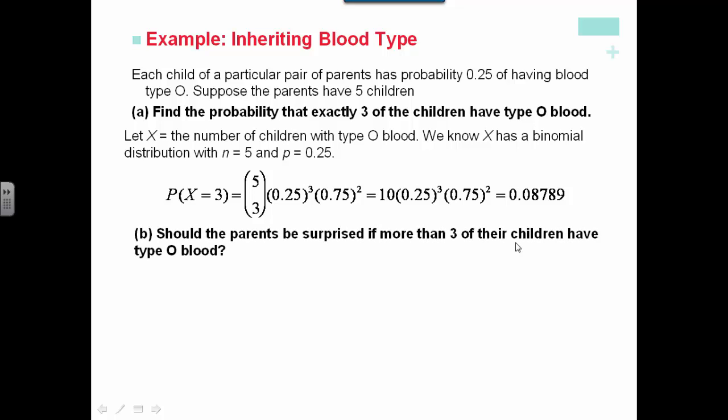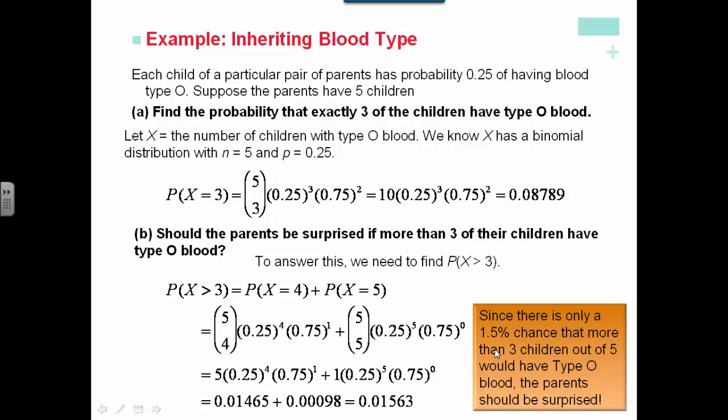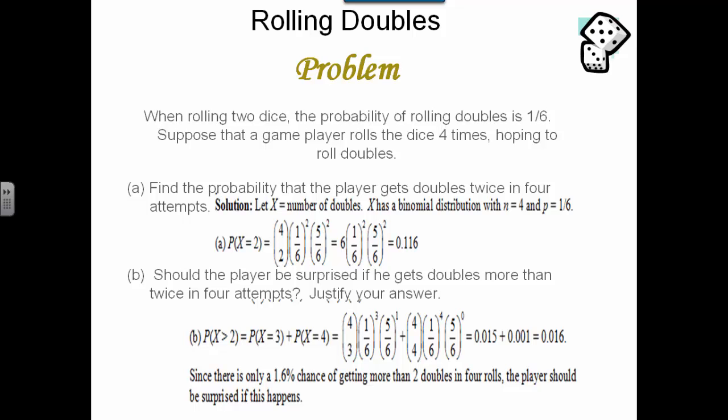Should the parents be surprised if more than 3 have type O blood? We need to find the probability x is greater than 3, which is the probability of x equals 4 plus the probability of x equals 5. So we take 5 choose 4, 0.25 to the fourth, 0.75 to the first, plus 5 choose 5, 0.25 to the fifth, and 0.75 to the zero. Do the math and calculate our answer, 0.01563. Since there's only a 1.5% chance more than 3 out of the 5 would have type O blood, the parents should be surprised.